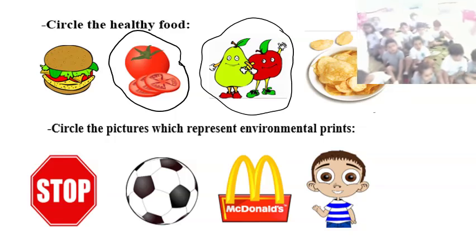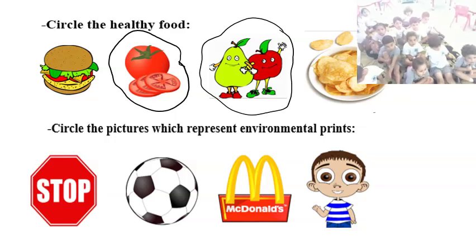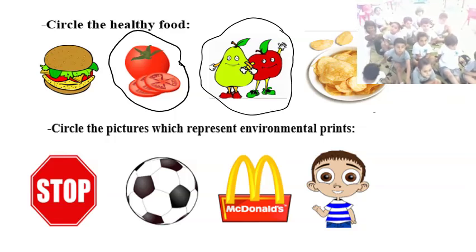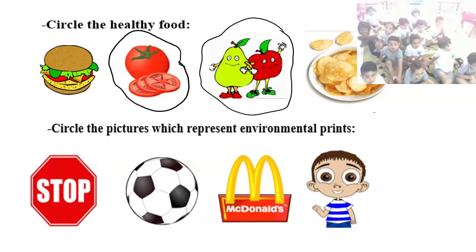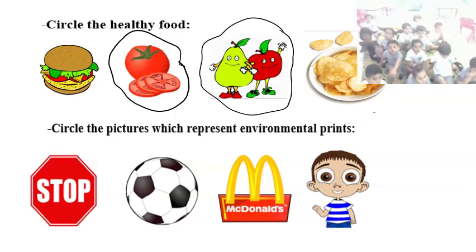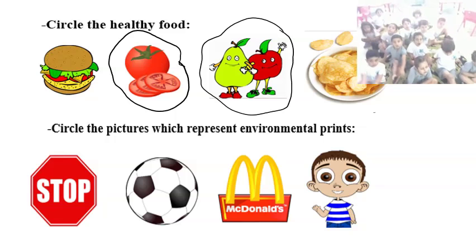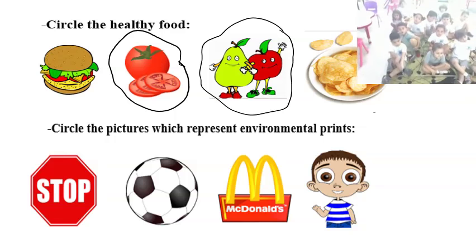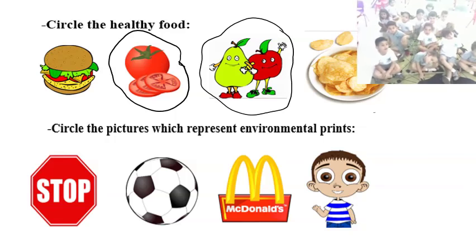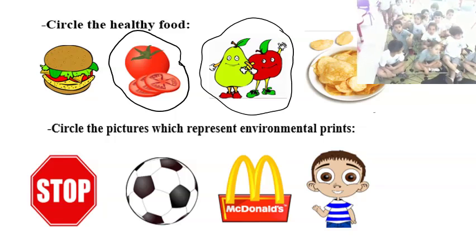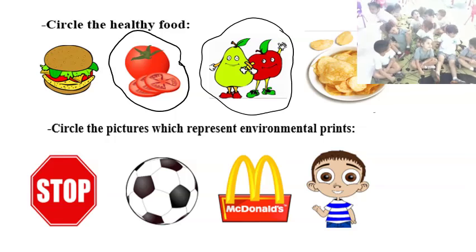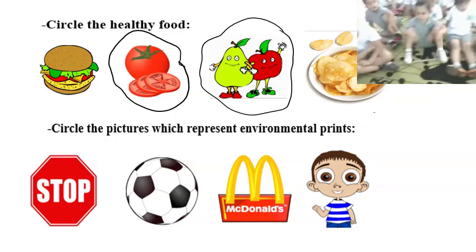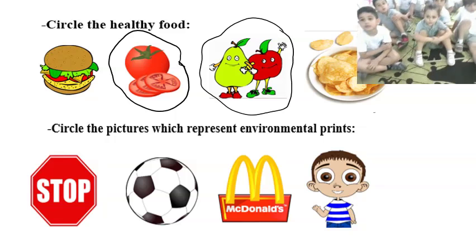Now we have to circle the pictures which represent environmental prints, okay? We have a stop sign, a football, McDonald's, and a boy. I want one of you to come here and circle for me the environmental prints. Celine, can you come and circle the environmental prints for me? Which one of these four is an environmental print? The stop sign is an environmental print. Can you circle it for me?